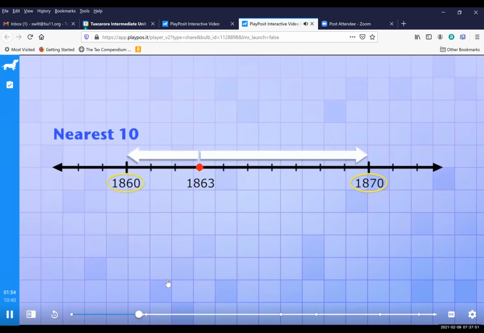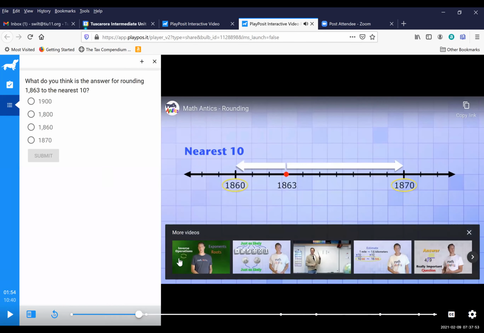And what you will see at certain points in the video, a question pops up. This one just happens to be a multiple choice, asking them, what do they think their answer is for the rounding of 1,863 to the nearest 10? This is, again, giving them the option to answer this before it's actually covered in the video, so they can see how well they understood maybe the concept before going over that point within the video.